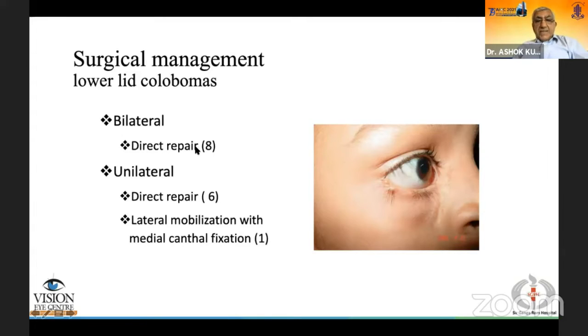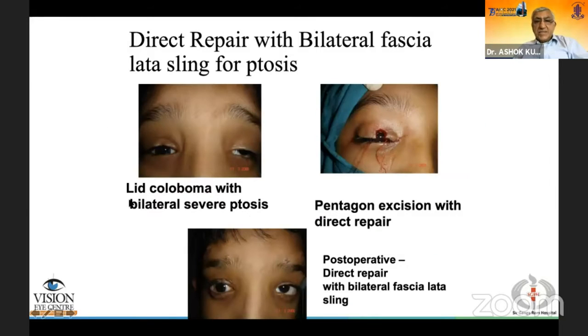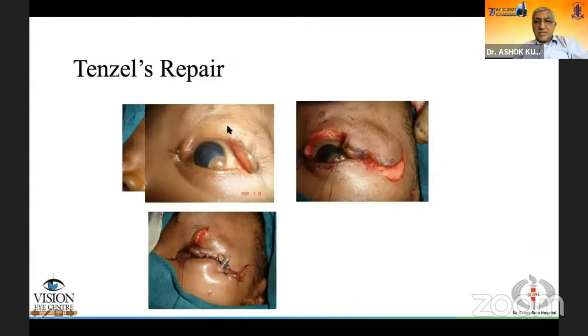The repair is usually by direct repair in the smaller ones, but in other cases, a more complex repair may be needed where the defect is larger and there are other abnormalities. So this is an example of a direct repair here where the notch has been corrected. There was a bilateral ptosis as well. So we did a bilateral fascial sling at the same time.